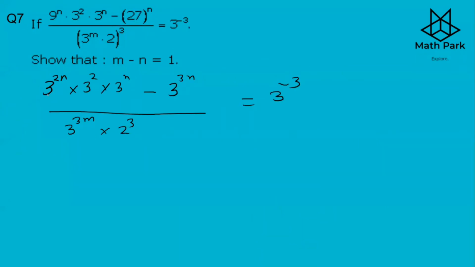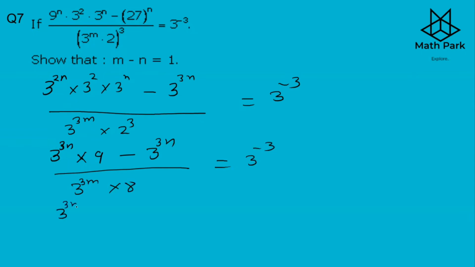3 raised to 2n into 3 raised to n, we get 3 raised to 3n, since 2n plus n is 3n, into 3 raised to 2, which is 9, minus 3 raised to 3n. Denominator, we have 3 raised to 3m into 8, which is equal to 3 raised to minus 3. Now, from the numerator, we can take 3 raised to 3n common.